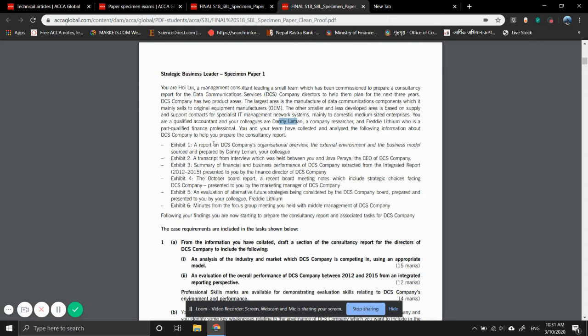Exhibit 1 is a report on DCS organizational review, the external environment and the business model, sourced and prepared by Danny Lehman, your colleague. Exhibit 2 is a transcript from the interview held between you and Jay Parva, the CEO of DCS company. Exhibit 3 is a summary of financial and business performance of DCS company extracted from the integrated report 2012 to 2015, presented to you by the finance director of DCS company.